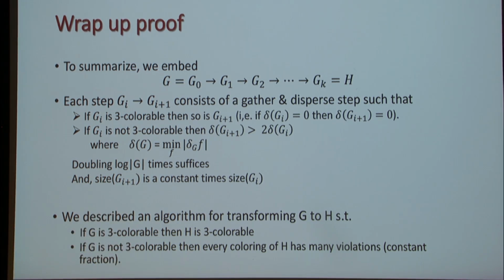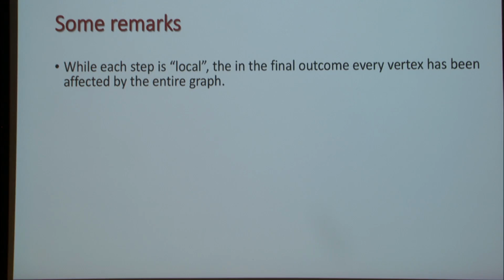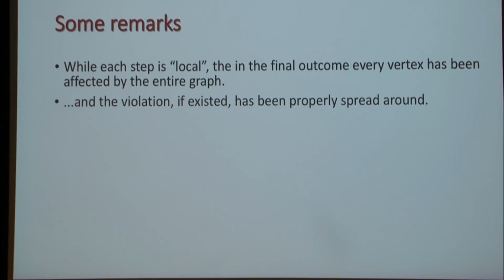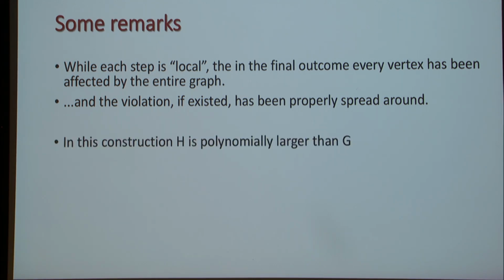I'm sorry, I'm a bit behind schedule. So at each step you multiply the size of the graph by something? By some constant, yeah. And so if there are logarithmically many steps, it's still polynomial. Okay. So each step was local, but because at every step you gather some information on an expander, in the end every vertex gets affected by the entire graph. And if there was a violation, it has been properly spread around.